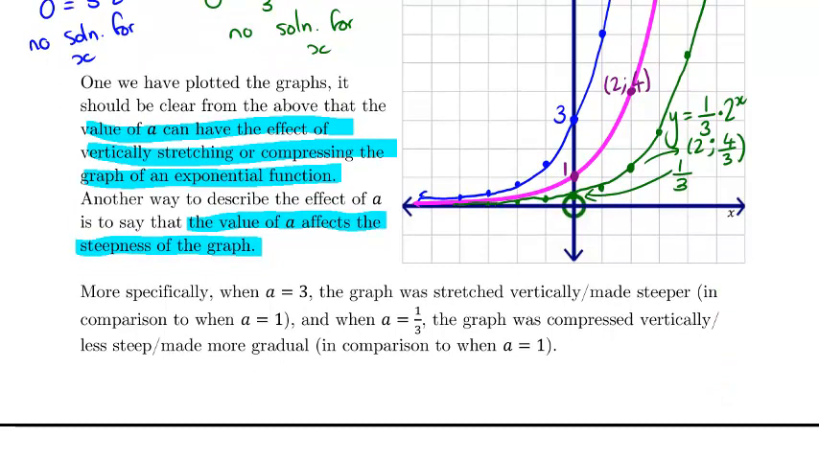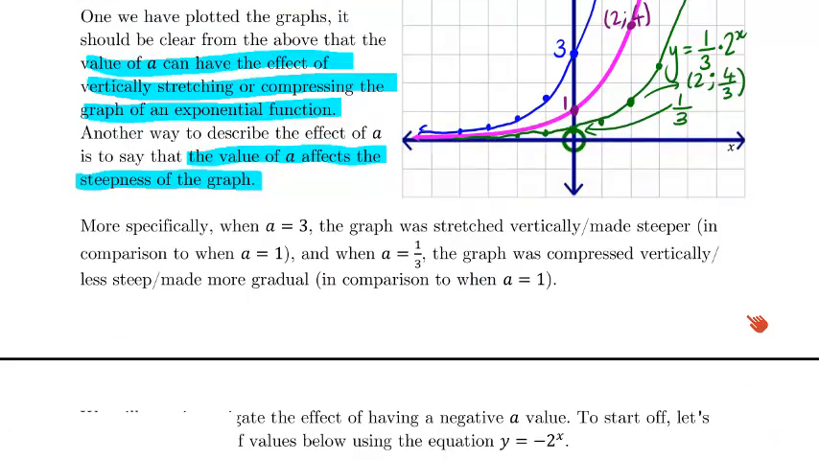So let's look at the specifics. More specifically, when a was equal to 3, the graph was stretched vertically, made steeper in comparison to when a was just equal to 1. And when a was equal to 1 over 3, the graph was compressed vertically, in other words, made less steep, in other words, made more gradual in comparison to when a is equal to 1.